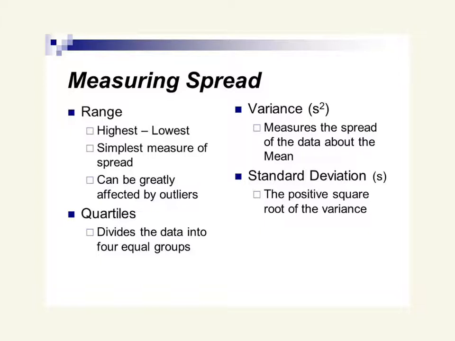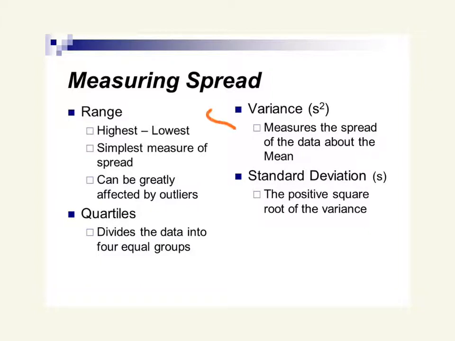Quartiles are when we take the set of data and we divide it into 4 equal groups. If you've drawn a box plot or a box and whisker diagram before, you've used quartiles in the drawing of that type of plot. And we're going to talk about that more here in just a little bit in the video.